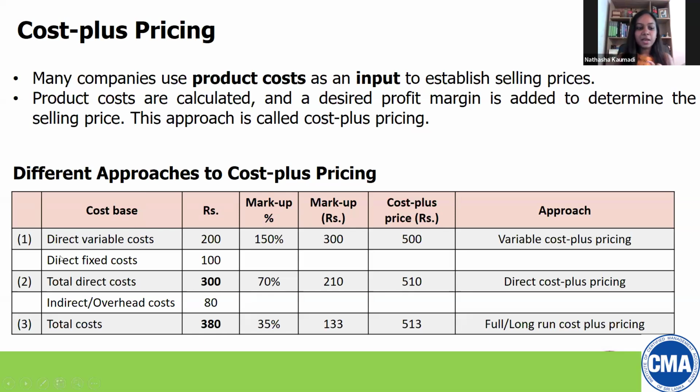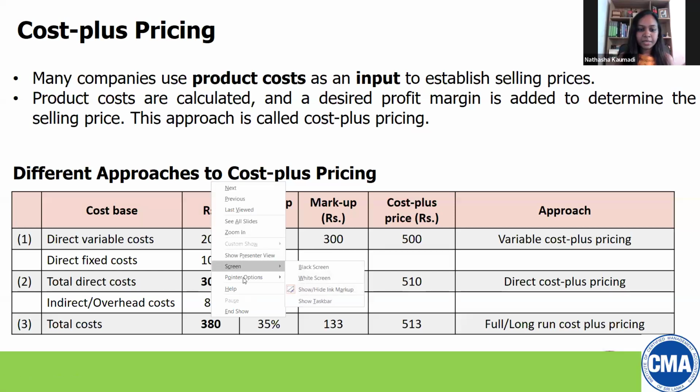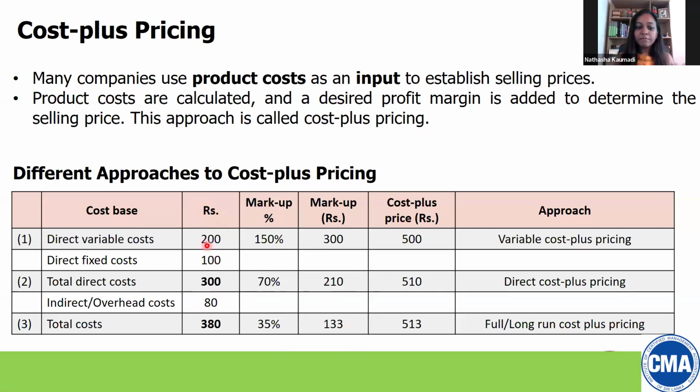Different approaches are there. One approach is you take direct variable cost: direct material, direct labor, direct other. Let's say your direct variable cost of your product is 200 rupees, and then you add a markup of 150%. When you calculate the markup, 200 multiplied by 150% is 300 rupees. That is your profit margin markup.